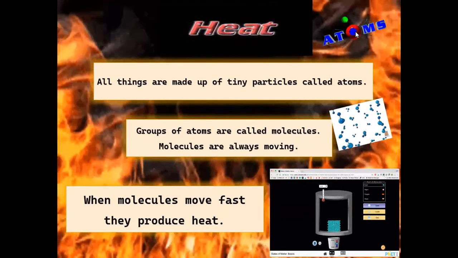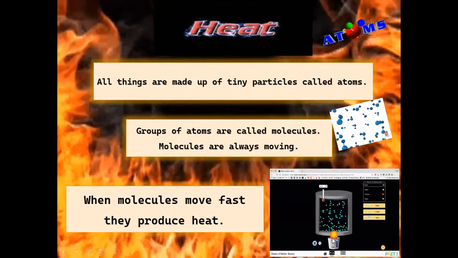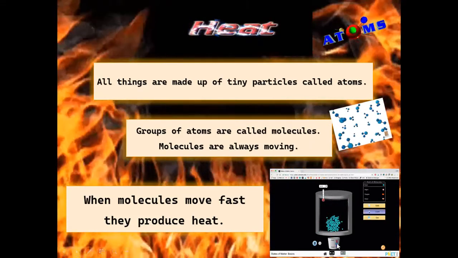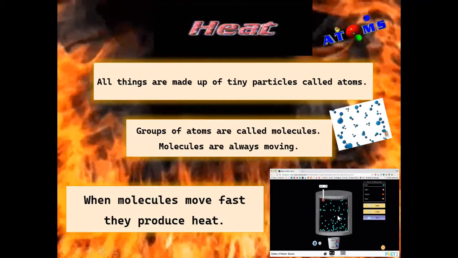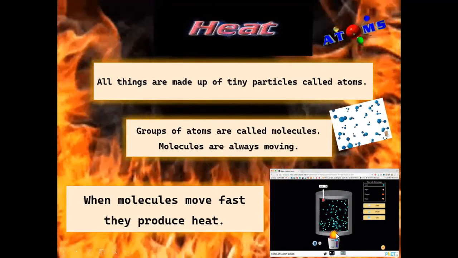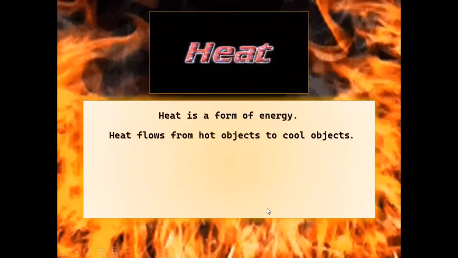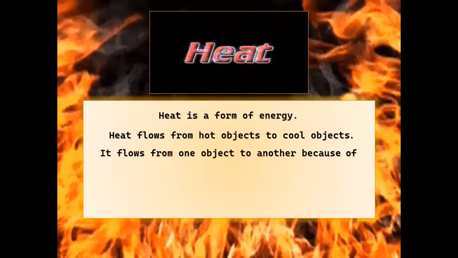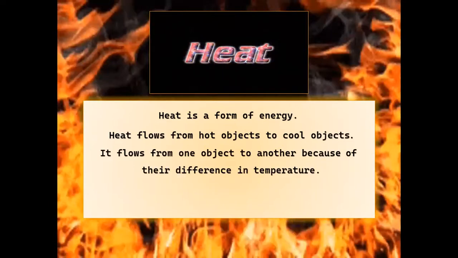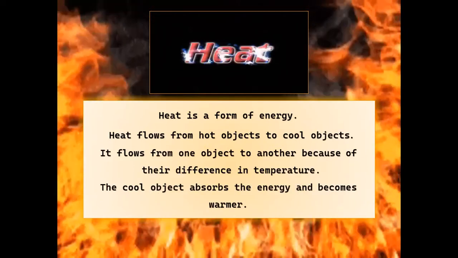Many people sitting in a small room also produce a lot of heat. You can see in this picture. When we are increasing the heat, molecules start moving faster. Students, heat is a form of energy. Heat flows from hot objects to cool objects. It flows from one object to another because of their difference in temperature. The cool object absorbs the energy and becomes warmer.